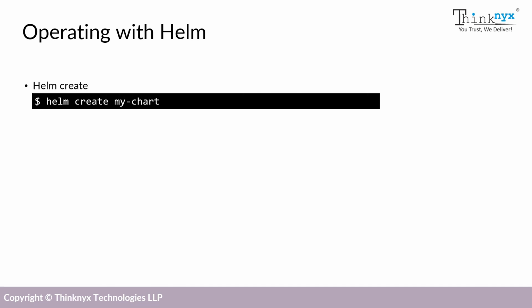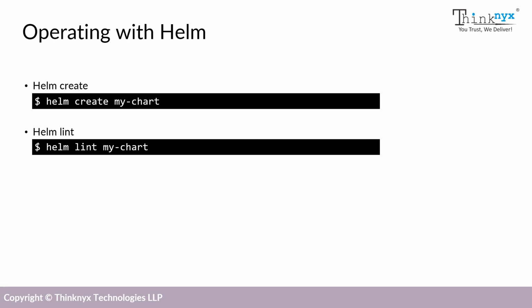First, helm create. As discussed earlier, the helm create command is used to generate the basic structure of a Helm chart. This command creates the necessary directories and files for a Helm chart. For example, helm create mychart. This command will create a new Helm chart named mychart with a standard chart structure, including the templates, values.yaml, and other directories and files.